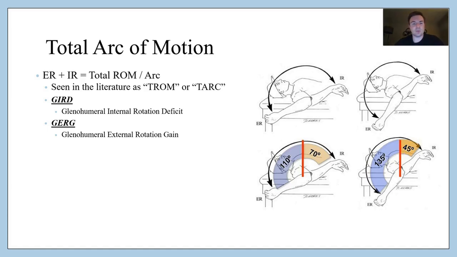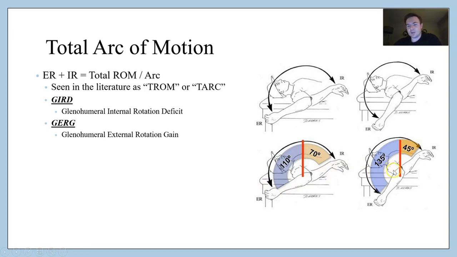Let's quickly talk about total arc of motion. There'll be a supplementary article that goes over this principle here. But external rotation plus internal rotation gives you what's called a total arc, or sometimes you'll see it written as TROM, total range of motion. And again, GERD and GERG are spelled out there for you. If you look at the picture at the bottom left here, this individual has a total of 180 degrees of range of motion, and this is demonstrating their non-dominant, non-throwing arm.